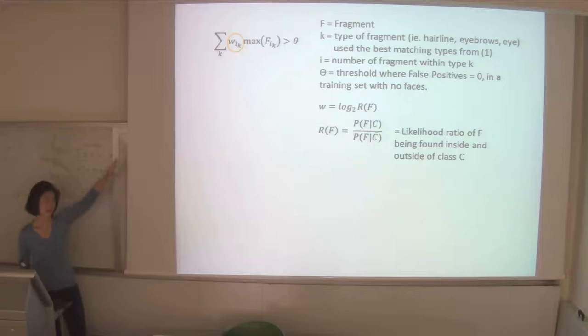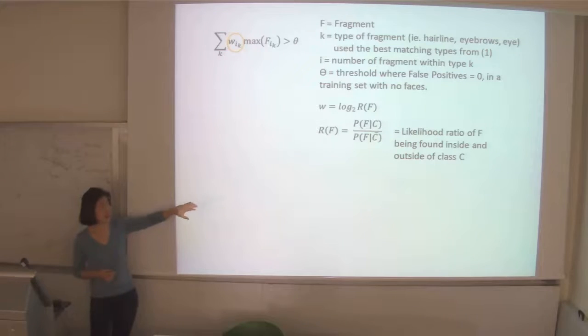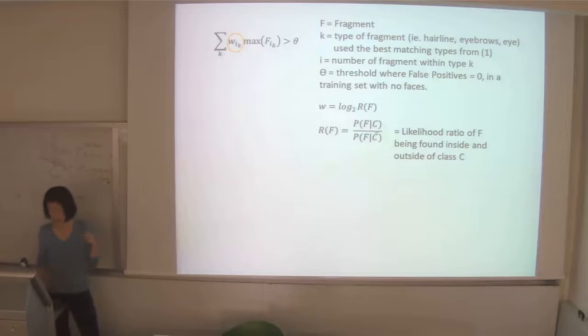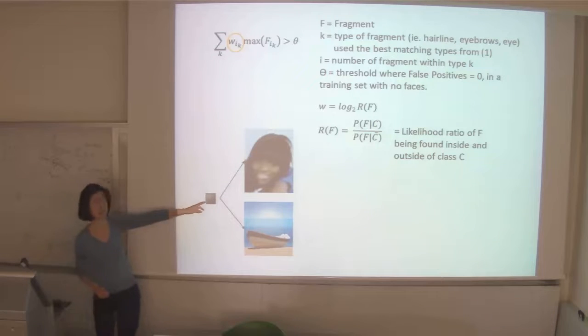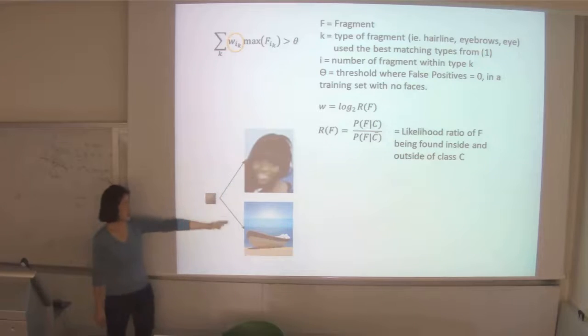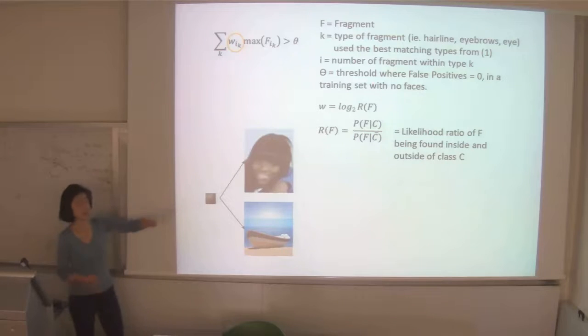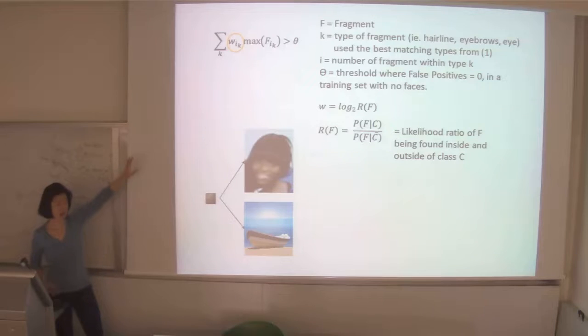W is the weight. So this is probably the most important part of this weight equation. And the weight is a logarithmic function of the likelihood ratio. So it's the likelihood ratio that S is found inside and outside of class C. So for example, if you have this segment, it is equally likely to be found in a face as it is likely to be found in a boat, because it's a very small segment. So the likelihood ratio would be quite close to 1 almost, right? So that would be your weight that you attribute for this particular fragment.